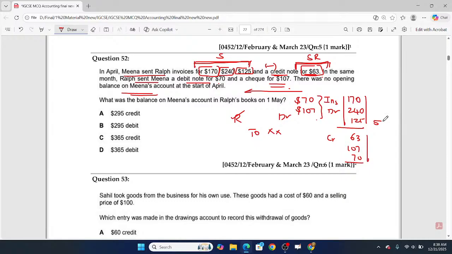170. 170 plus 240 plus 125 is 535, and you have to subtract 240 and 295. So A is the correct answer. Is that clear? This topic is all about documents.